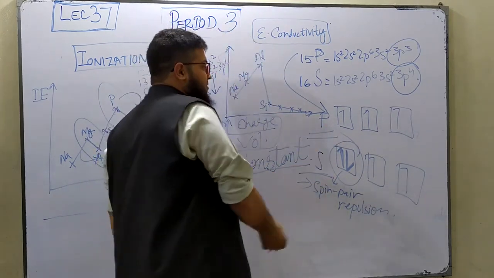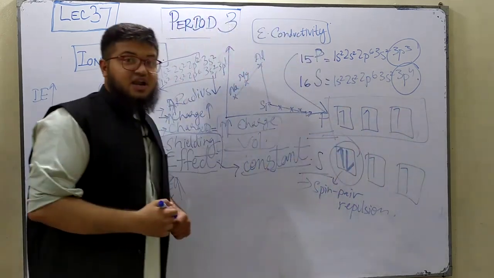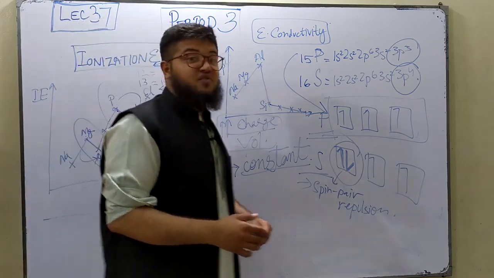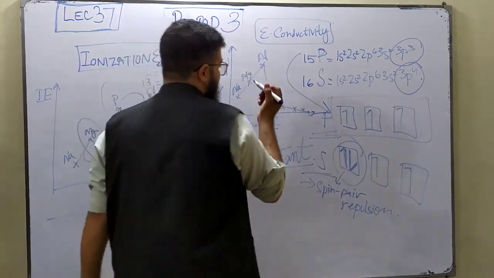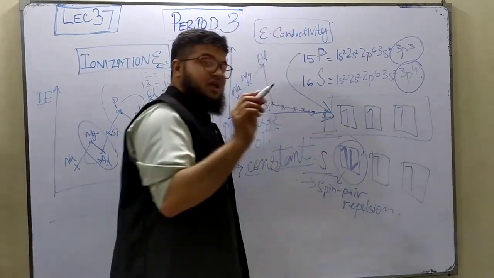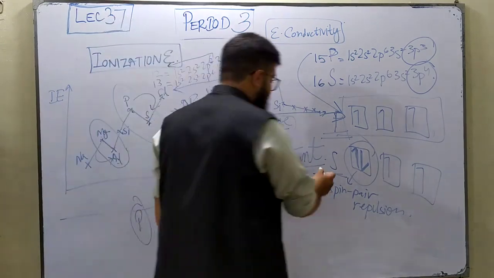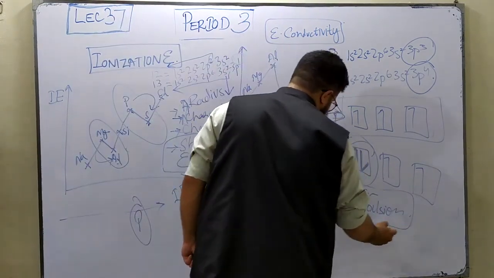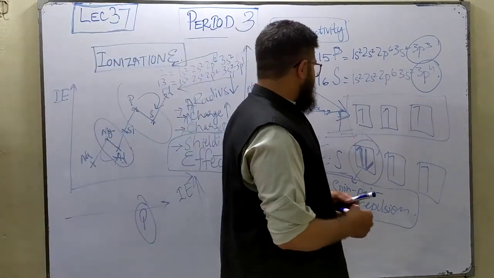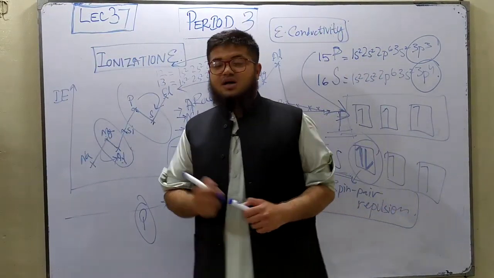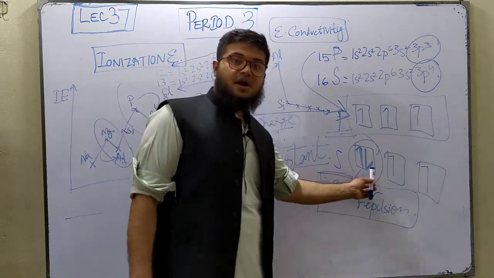A second reason can be because the orbitals of phosphorus are all half filled, and half filled orbitals are actually very, very stable. So it's very difficult to remove the electrons from half filled orbitals. That's the second reason, but that's not the main reason. The main reason that your examiner wants you to write in your exams is this one: it's due to the spin pair repulsion that the outer shell electrons of sulfur are easier to remove, because the electrons in the p orbital of sulfur are paired.